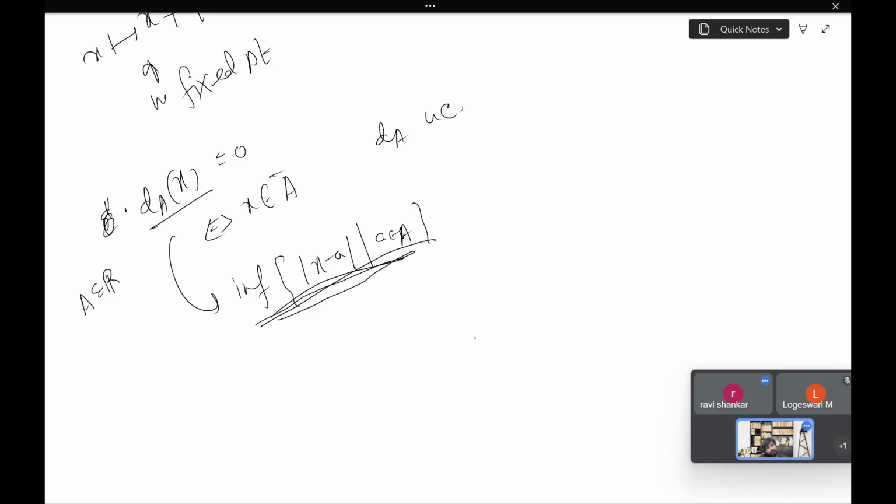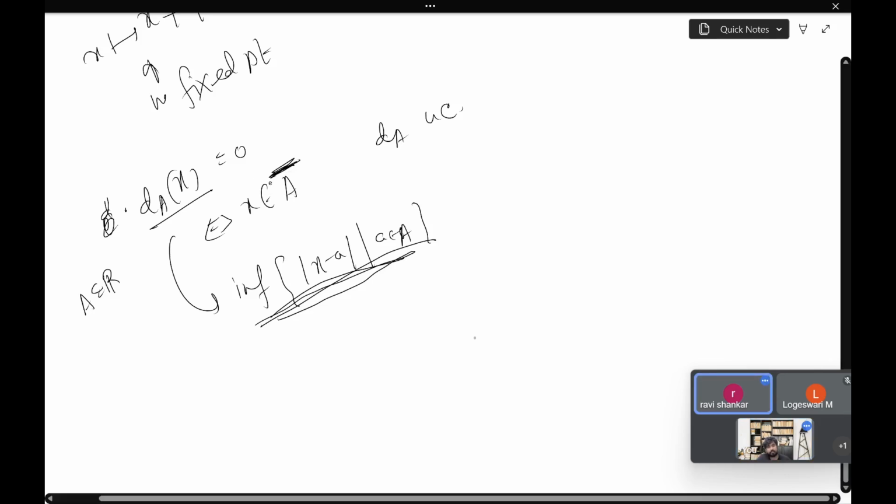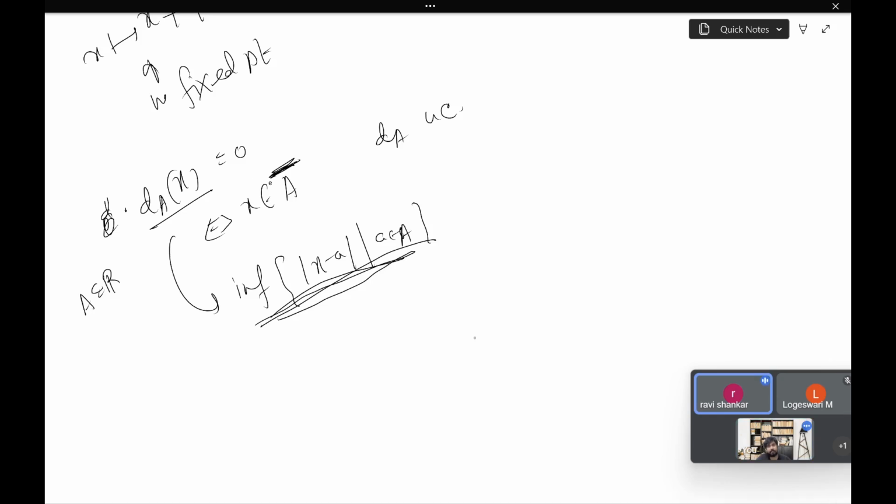And you show that this is zero if and only if x belongs to the closure of A. This is the question. Sir, just say the language of the question, what is given and what is to prove. That's it: d_A(x) is zero if and only if x belongs to the closure of A, A bar.